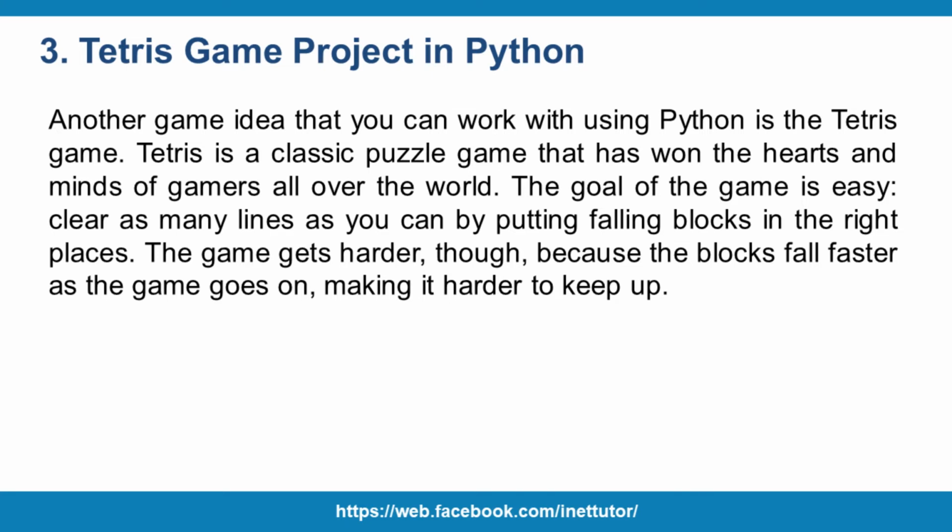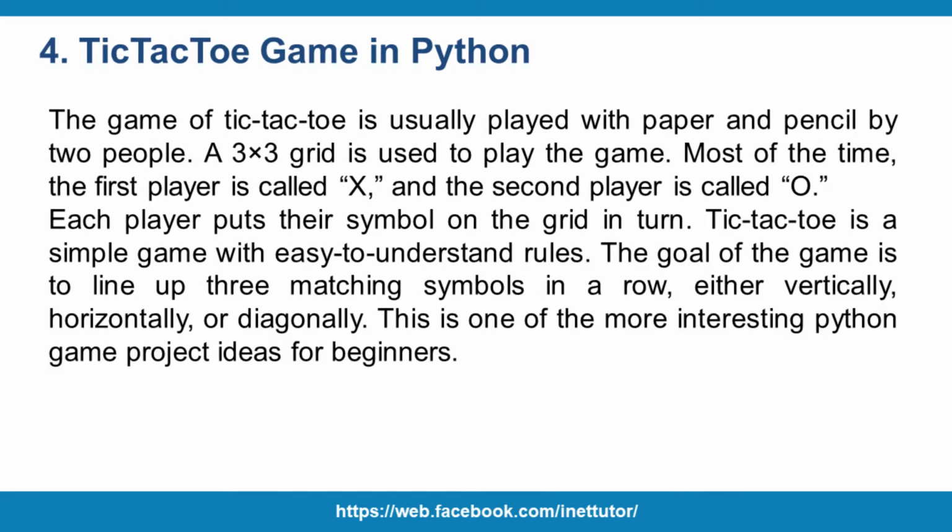The game of Tic-Tac-Toe is usually played with paper and pencil by two people. A 3x3 grid is used to play the game. Most of the time, the first player is called X, and the second player is called O. Each player puts their symbol on the grid in turn. Tic-tac-toe is a simple game with easy-to-understand rules. The goal of the game is to line up three matching symbols in a row, either vertically, horizontally, or diagonally. This is one of the more interesting Python game project ideas for beginners.